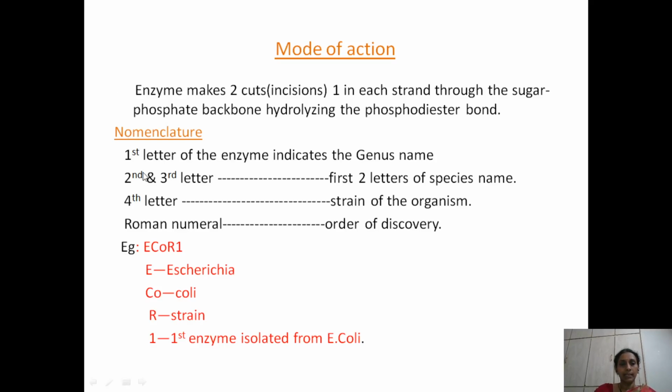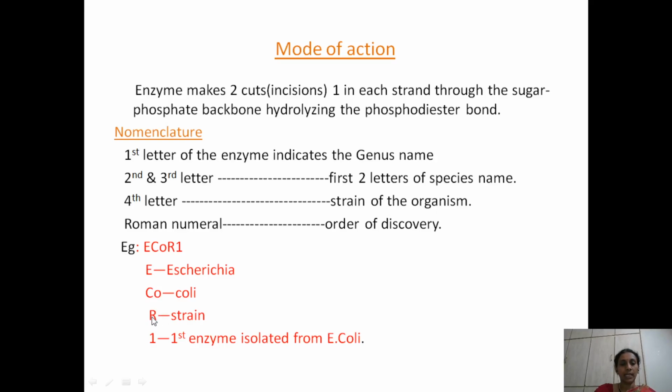The second and third letters in the naming represent the first two letters of the species name. So in E. coli, coli is the species name, so CO are the first two letters. So the second and third letters represent the species name, that is coli. Next, the fourth letter represents the strain of the organism.